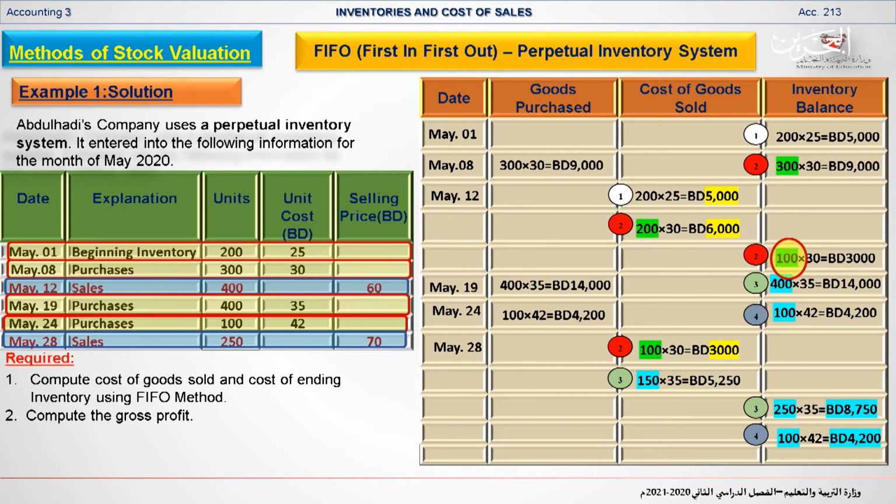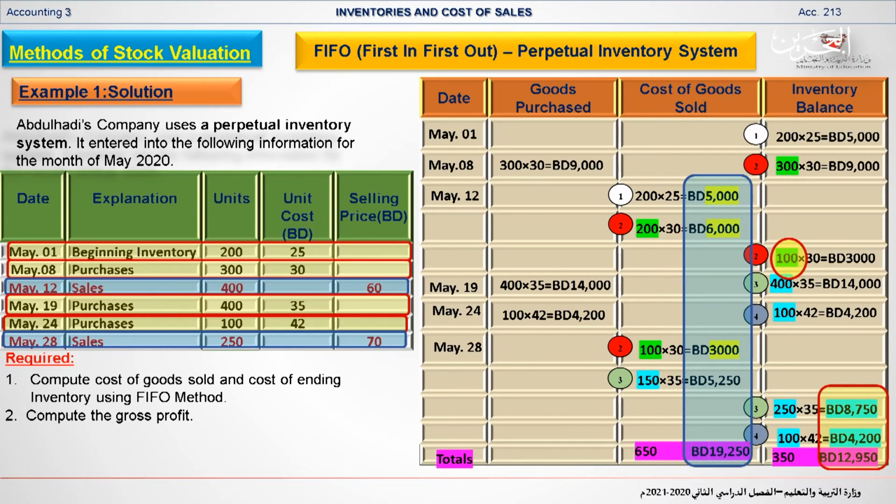The final step is to find the total of cost of goods sold by adding the cost of goods sold on 12th and 28th of May for the total of 650 units sold. That is 5,000 plus 6,000 plus 3,000 plus 5,250, which equals to 19,250 BD.